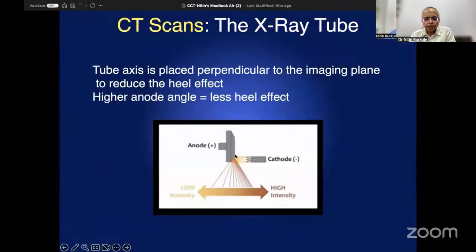The anode is always perpendicular to the electron beam, and the X-ray beam is always perpendicular to our image plane. That is the axial cut that you have in the patient's image. This is done to have a very uniform radiation passing through the image slice.